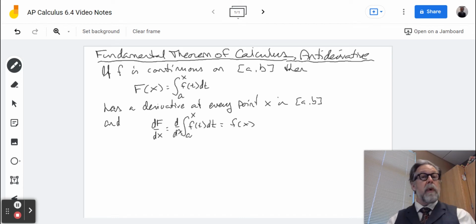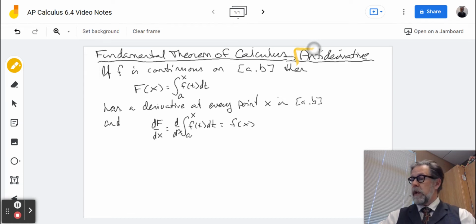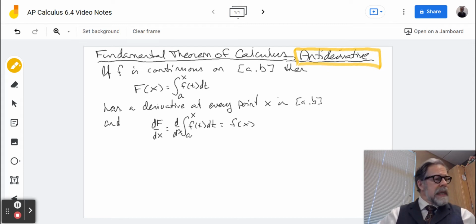So the first part of the fundamental theorem of calculus, which is split into two bits. The first part is the antiderivative part. Here's what the antiderivative part of the fundamental theorem says, and I'll point out which things we showed during the last section.